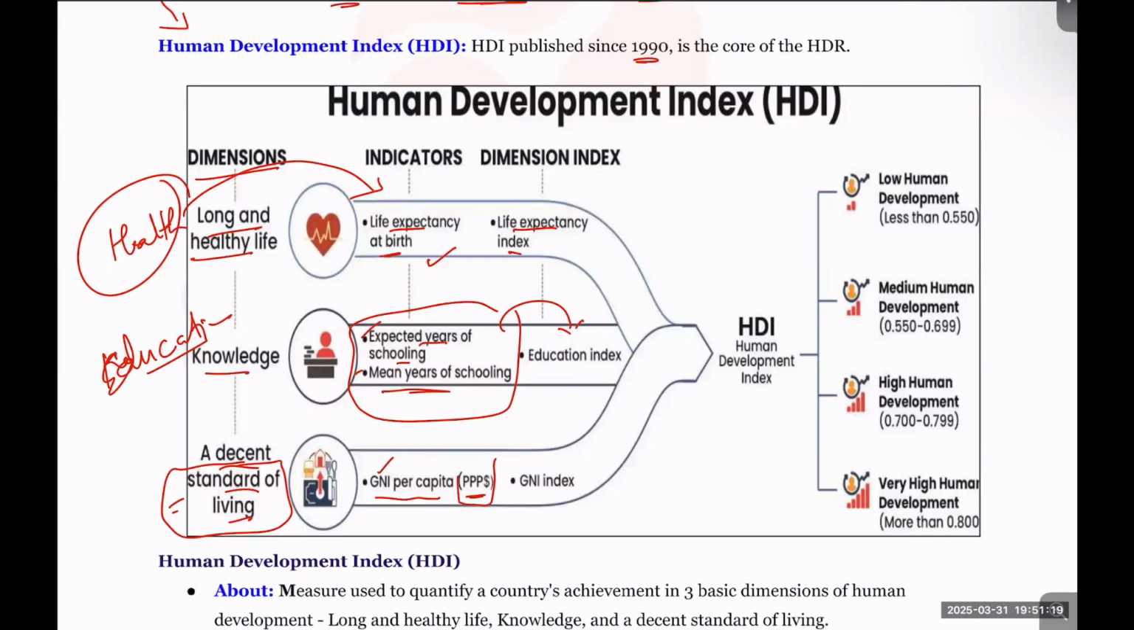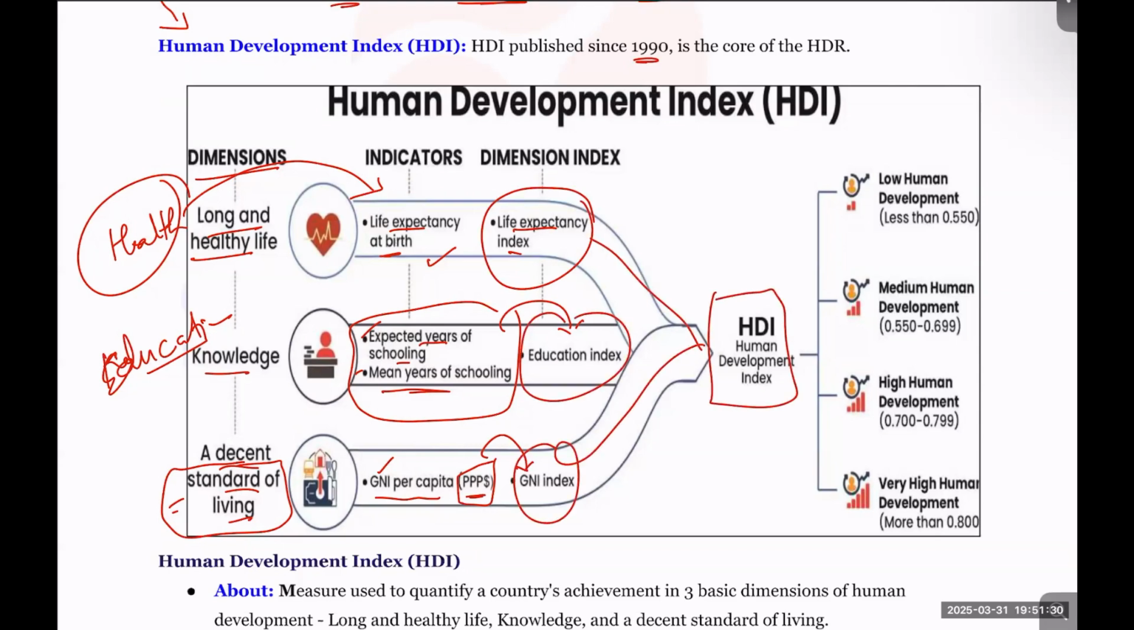You should remember that on the PPP basis it is taken. It gives you the GNI index, and all these indices are then compiled to give the HDI, the Human Development Index. The number can vary from 0 to 1. If the number is less than 0.55, then it is low human development.